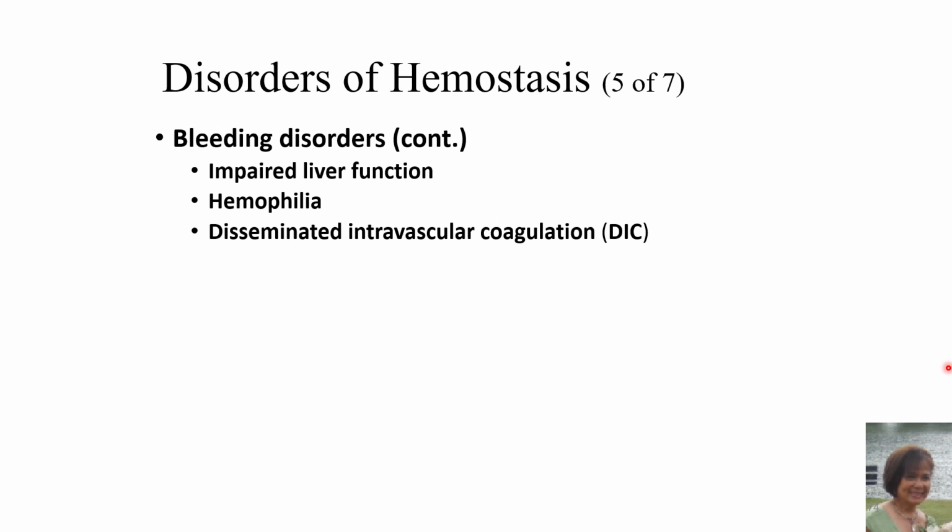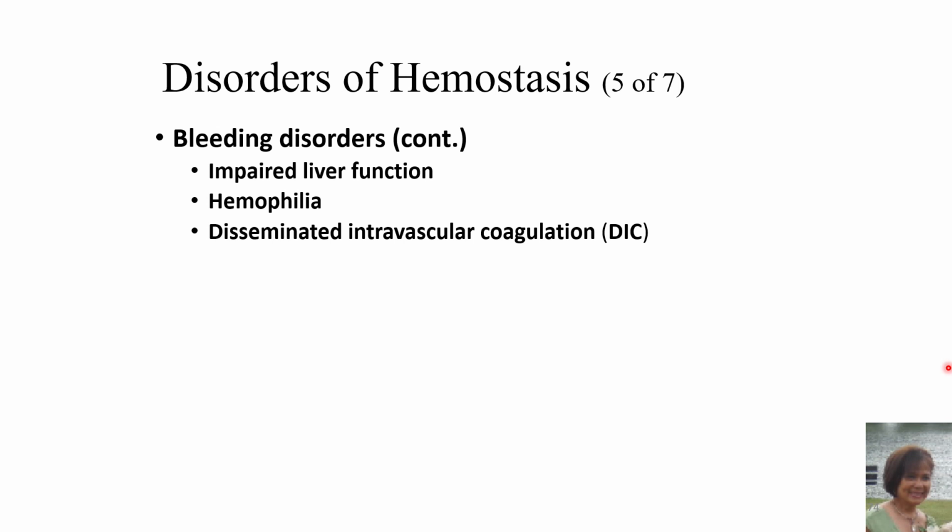disable you from synthesizing the clotting factors, including vitamin K, and deficiency of this will result in impaired hemostasis. And this could be because the person may have hepatitis or cirrhosis of the liver, any disease of the liver that would disable the liver from producing the clotting factors that it needs to produce.